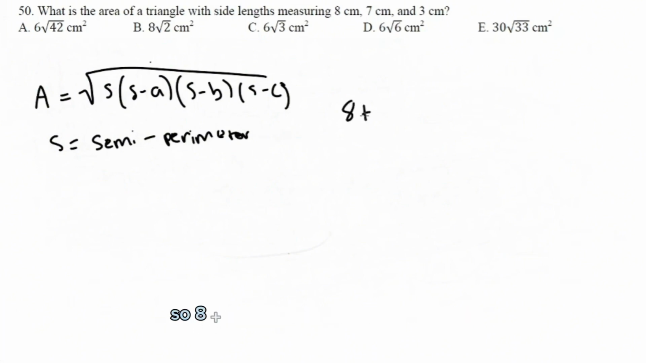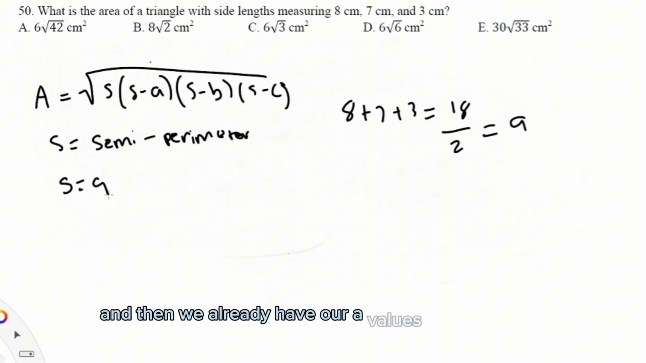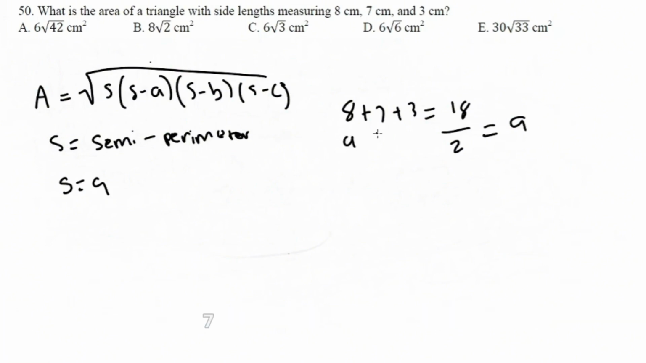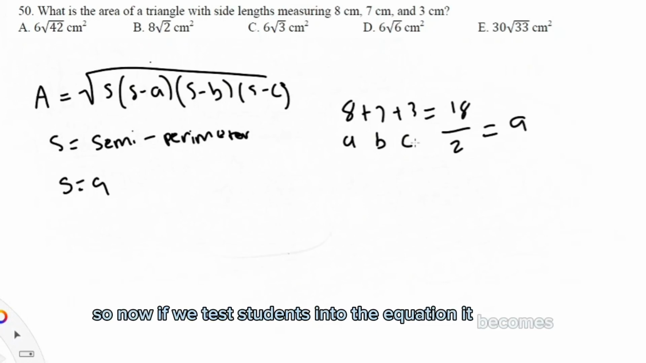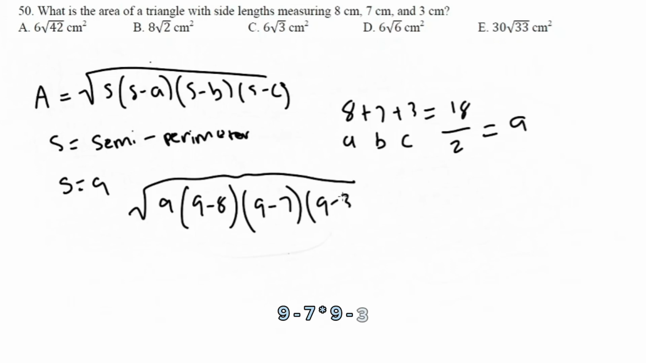So 8 plus 7 plus 3 gets us a perimeter of 18. 18 divided by 2 gets us 9, which is our semi-perimeter. That means s is equal to 9. And then we already have our values of 8, which is a, 7, which is b, and 3, which is c. It really doesn't matter which one is a, b, or c, though. Now if we substitute this into the equation, it becomes the square root of 9 times 9 minus 8 times 9 minus 7 times 9 minus 3.